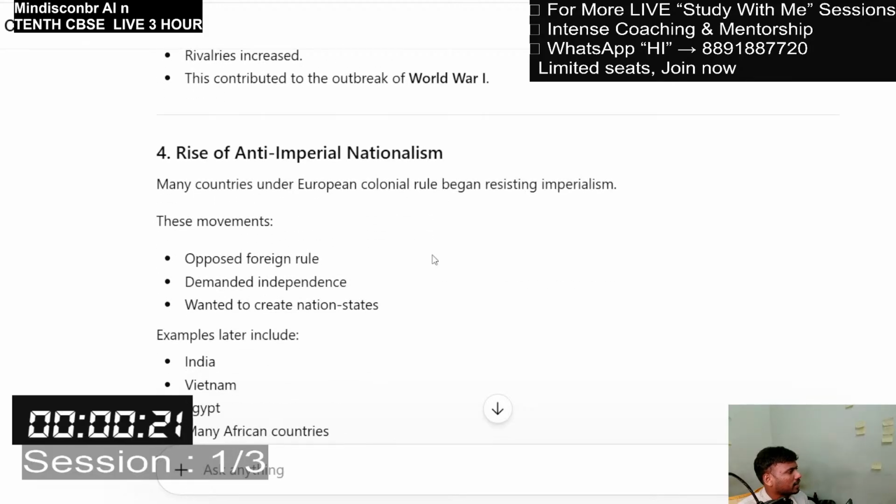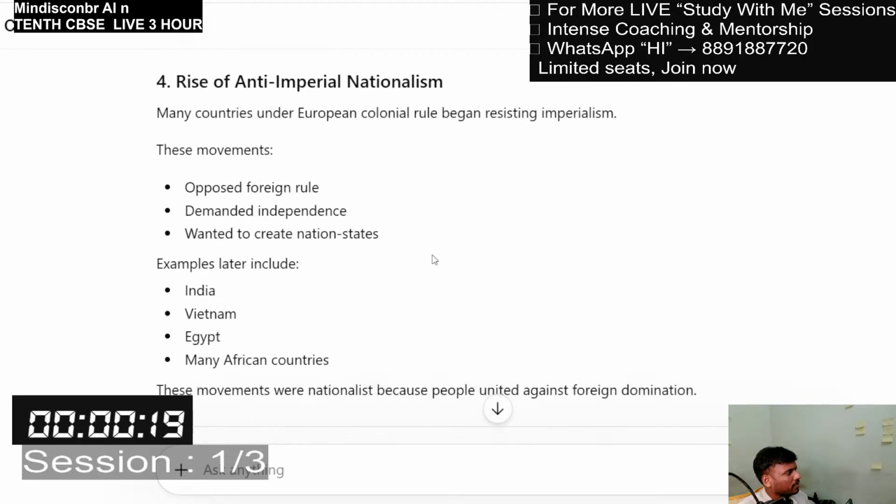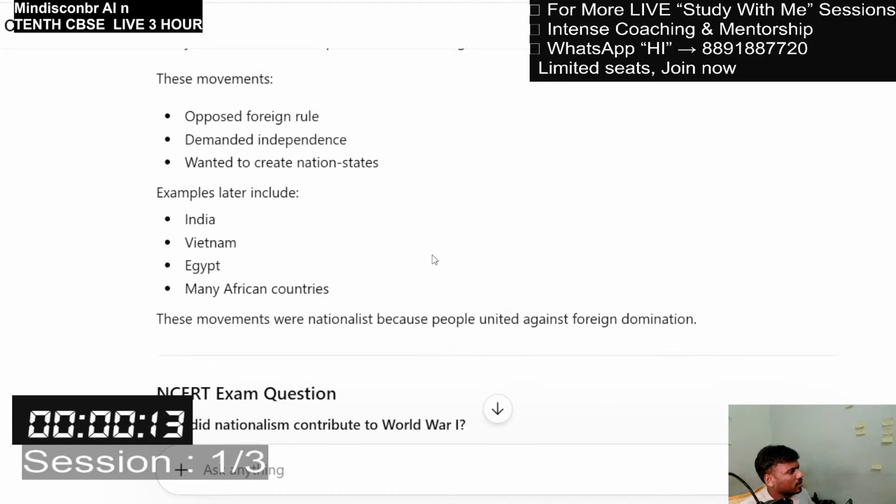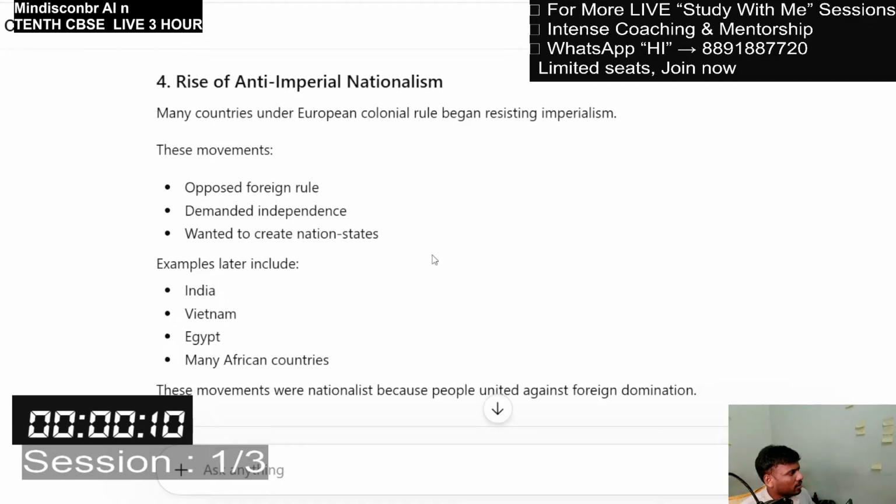Rise of anti imperial nationalism. Many countries under European colonial rule began resisting imperialism. These movements opposed foreign rule, demanded independence, and wanted to create nation states. Examples later include India, Vietnam, Egypt, and many African countries. These movements were nationalist because people united against foreign domination.